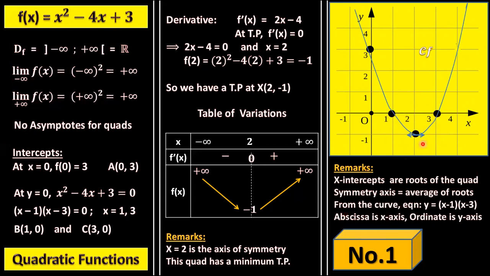And equally from here, if you have to get this axis of symmetry, this is the axis of symmetry, which divides the curve into 2 equal parts. It is this line like this. This line is the axis of symmetry. And to get the axis of symmetry from quadratics, you just take the average of the roots. The roots here are 1 and 3. The average of 1 and 3 is 2, right?